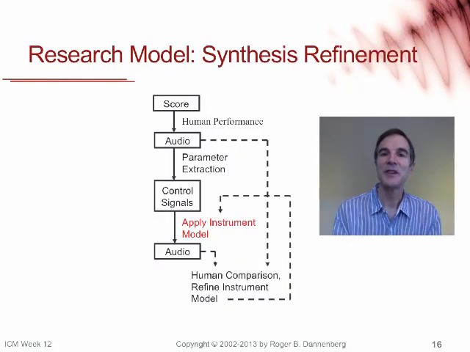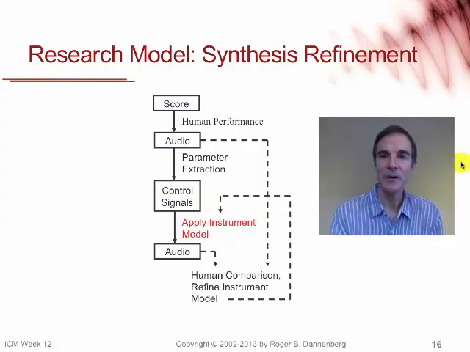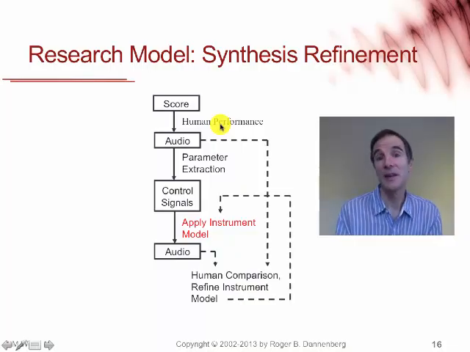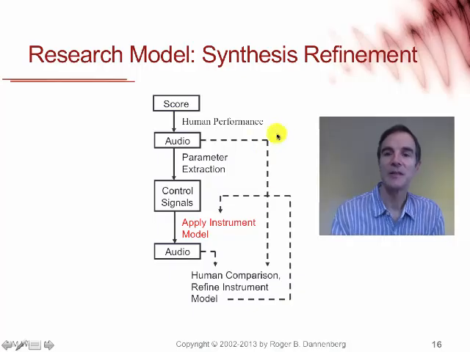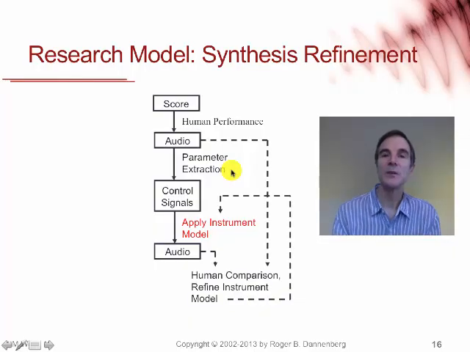In keeping with this divide and conquer model, let's look at the synthesis model first. The way that we build a synthesis model and refine it is we start with a score. We have humans perform the score because we don't have a performance model yet. And we take the audio from the human performance, and that's going to be the reference that we listen to. And then we extract parameters from the audio.